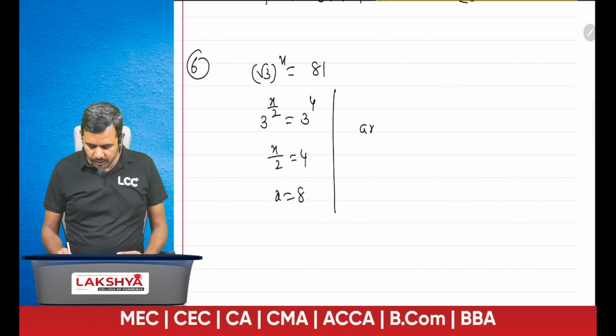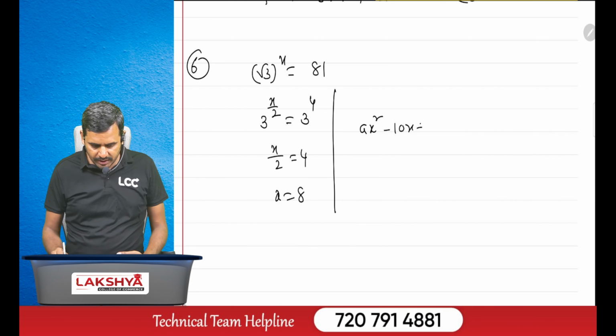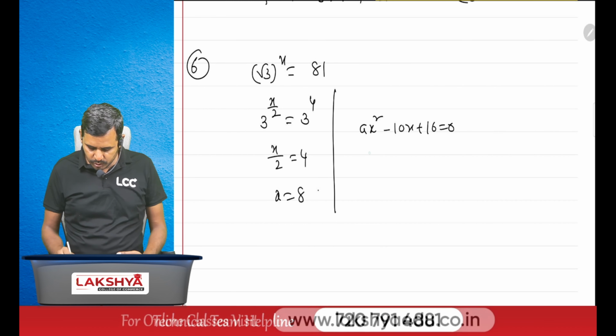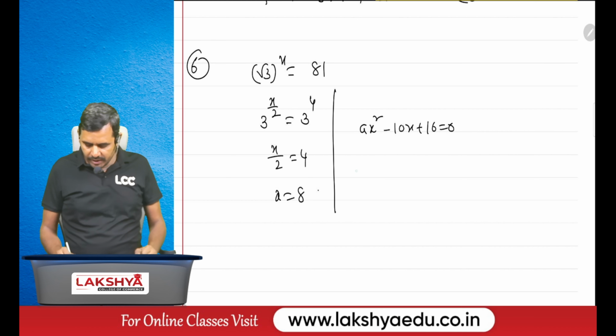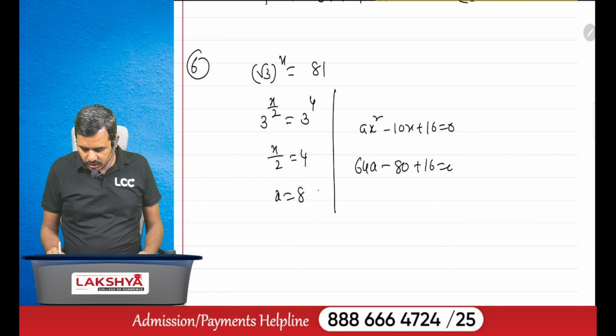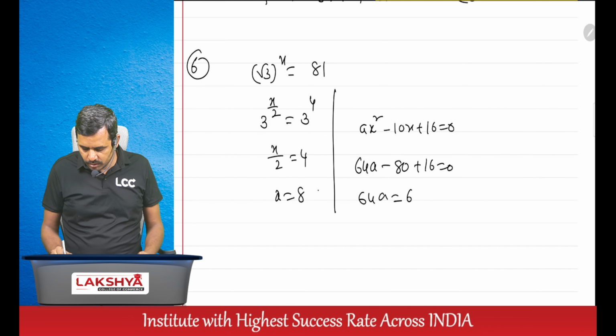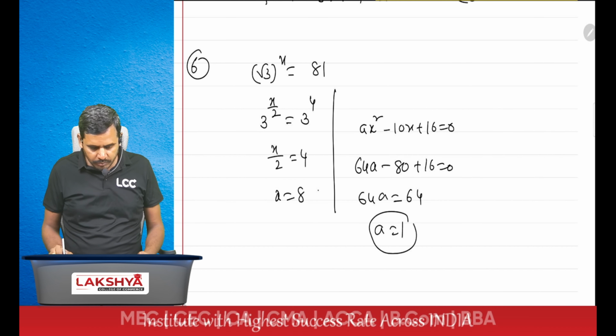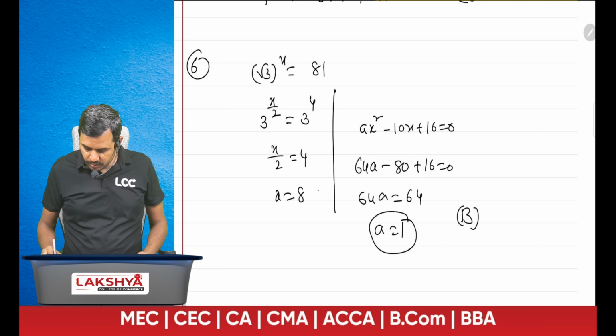Now I want to find out the expression ax square minus 10x plus 16 is equal to 0. Substituting the x value in that expression, 8 square, that is 64a minus 80 plus 16 is equal to 0. 64a is equal to 64, hence a is equal to 1. Hence the right answer is B.